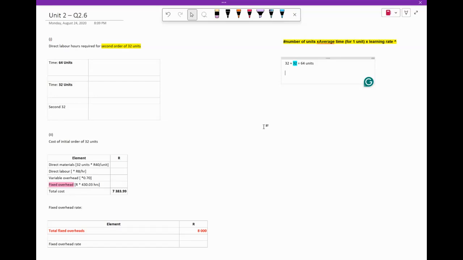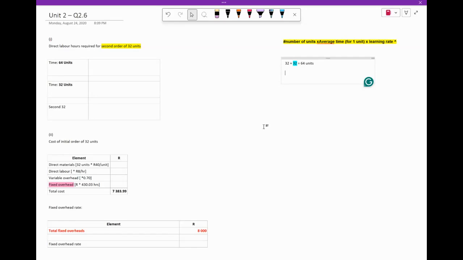Let's see what they are saying in the rest of the question. Up top it says Zena Ltd received an order for 32 units. To date, 16 have been completed, and the first unit required 53 direct labor hours. Approximately 283 direct labor hours have been recorded for the 16 units. The production manager expects a 76% learning effect. In other words, a learning rate.